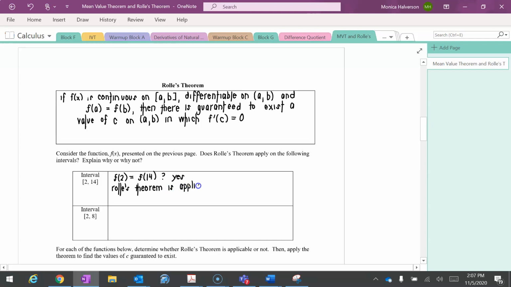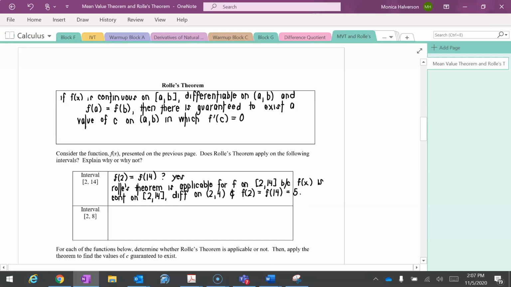is applicable for f on the interval 2, 14 because f of x is continuous on the interval 2, 14, differentiable on the interval 2, 14, and f of 2 equals f of 14, which equals 5.